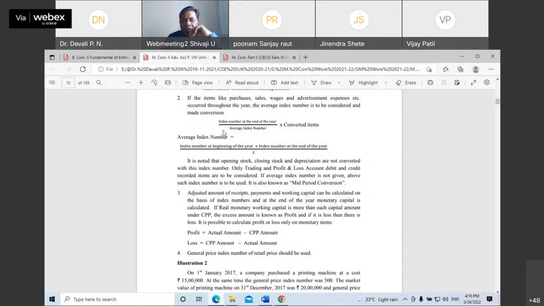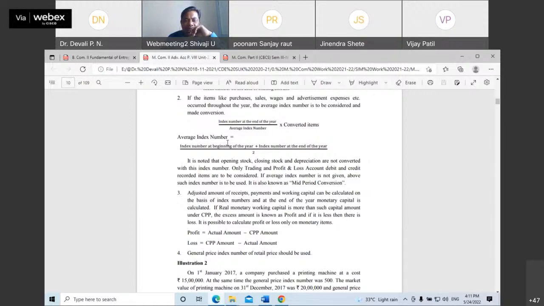what will happen here? The average price index is to be considered for making the conversion. So now see, what will be the formula for that purpose? Index number at the end of the year upon average index number into converted item. So what will be the item that we are going to convert over here? That we should consider.